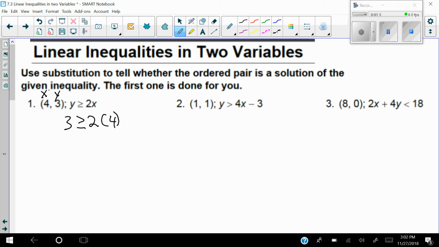All right, and once we do that, we'll have 3 is greater than or equal to 8. Was it greater than or equal to 8? No. So the answer to this one is no.